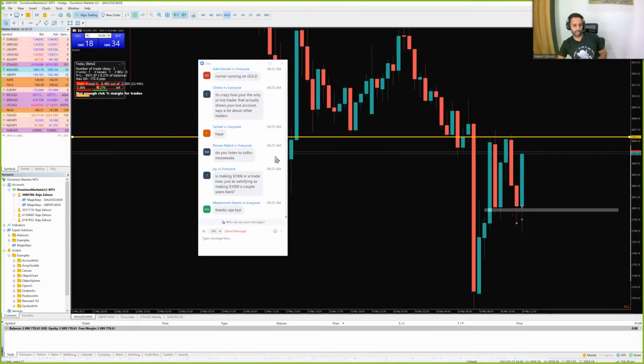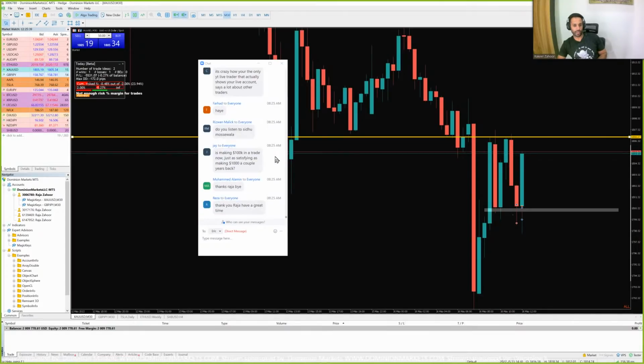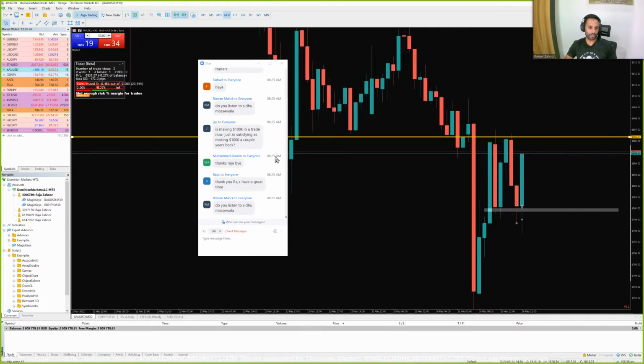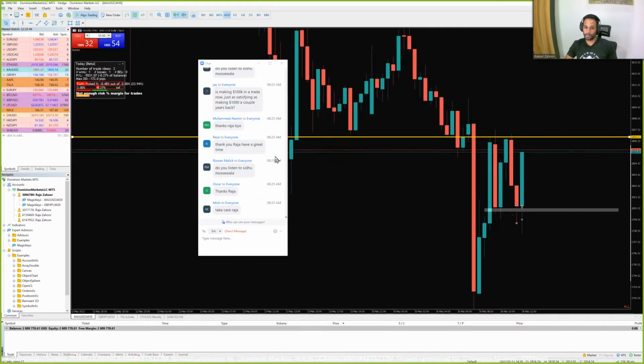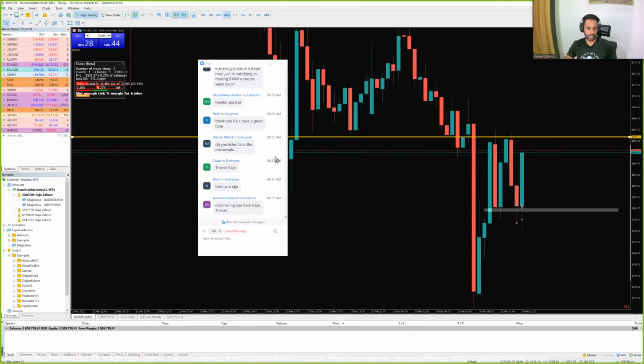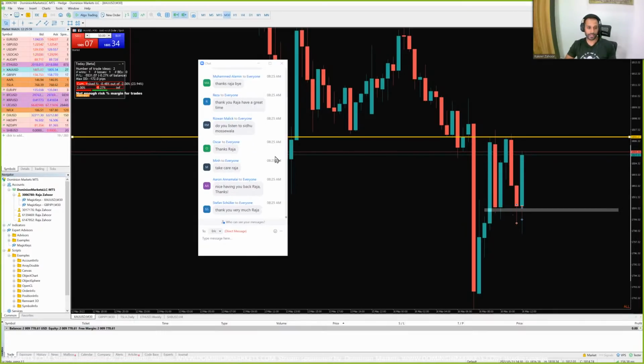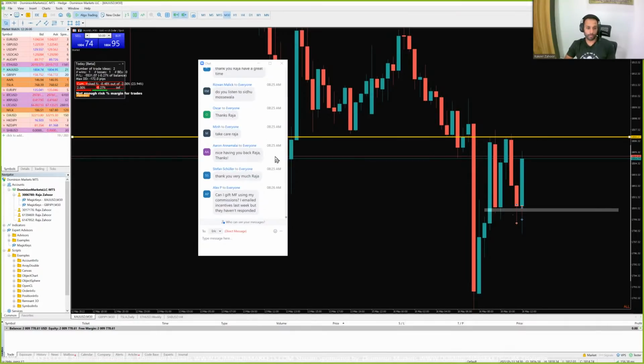Is making 100K in a trade now just as satisfying as making 1,000 a couple of years back? You know what? Making $1,000 back then was more exciting because at that point, winning a trade was new. But as you mature in the markets and you get winning trades, you look at that as expected. If it was an expected move, then the monetary outcome was also expected.